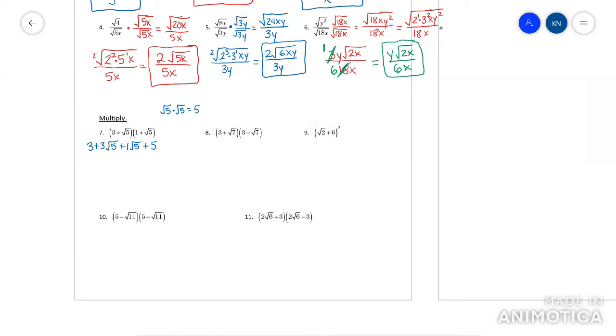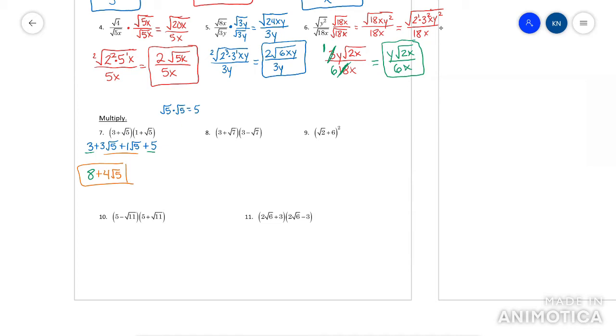All right, so now you have like terms. The 3 and the 5 are like terms. 3 plus 5 is 8. And then 3 root 5 plus 1 root 5 is 4 root 5. This would be my answer.